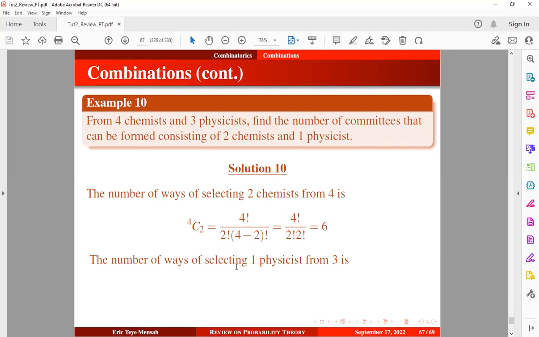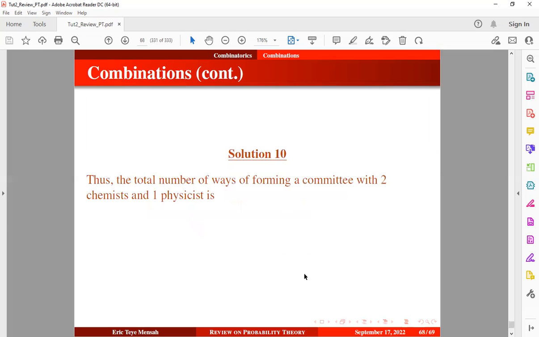Also, the number of ways of selecting 1 physicist from 3 is going to be 3 choose 1. It can be expressed in this form, and you also obtain 3. So the total number of ways of forming a committee with 2 chemists and 1 physicist is going to be 4 choose 2 multiplied by 3 choose 1, which is 6 multiplied by 3, which is going to be 18. So this is going to be the solution for this example.